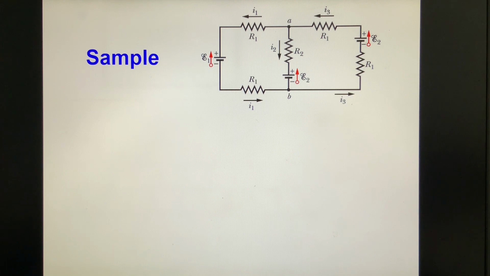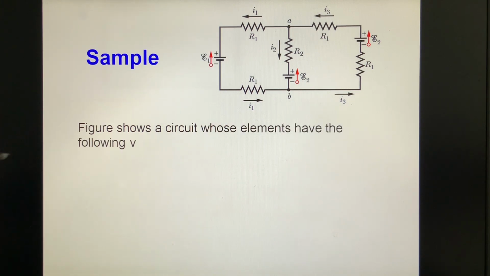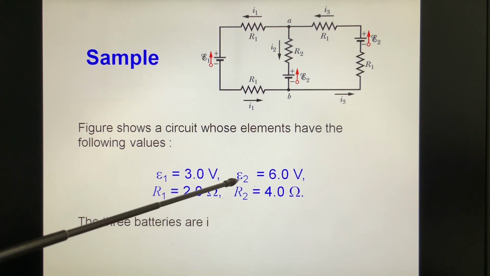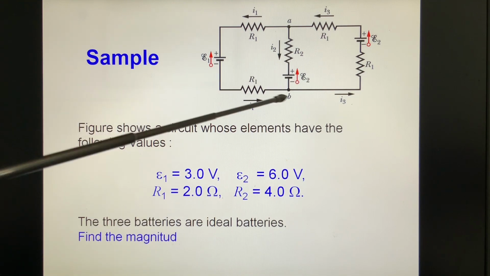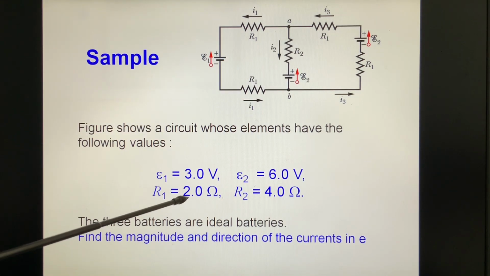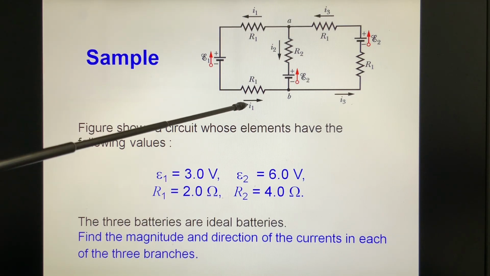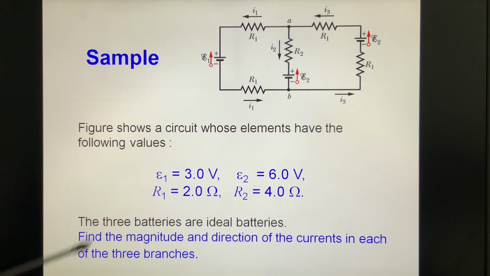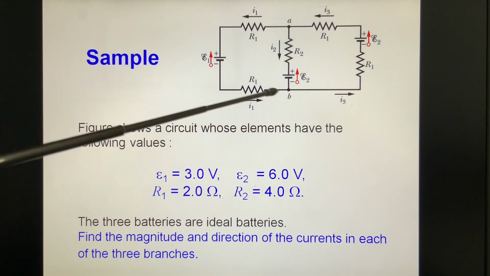Example. This is another multiple loops circuit. Picture a circuit whose elements have the following values. Epsilon 1 is 3.0 volt, epsilon 2 equals 6.0 volt, R1 equal to 2.0 ohm, R2 is 4.0 ohm. The three batteries are ideal batteries without internal resistance. Find the magnitude and the direction of the current in each of the three branches. So 1, 2, 3.